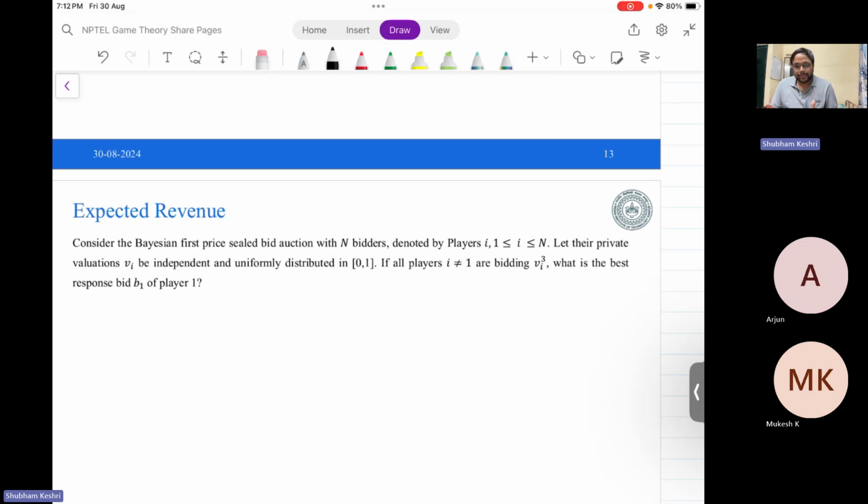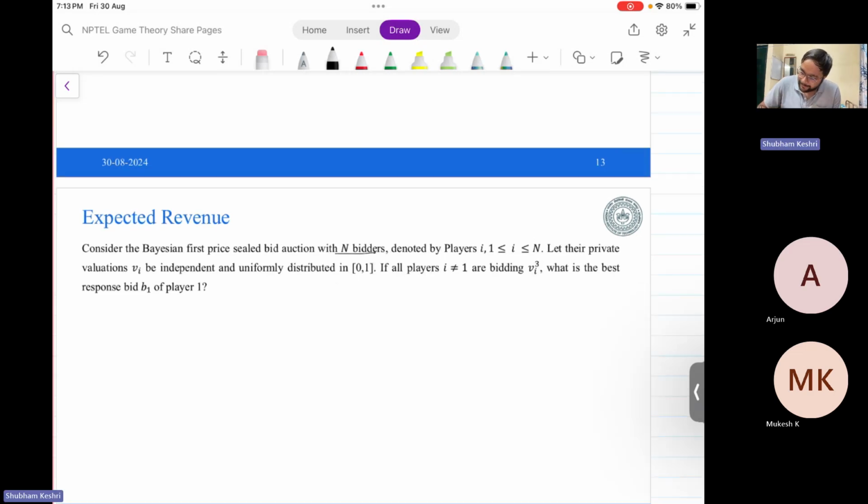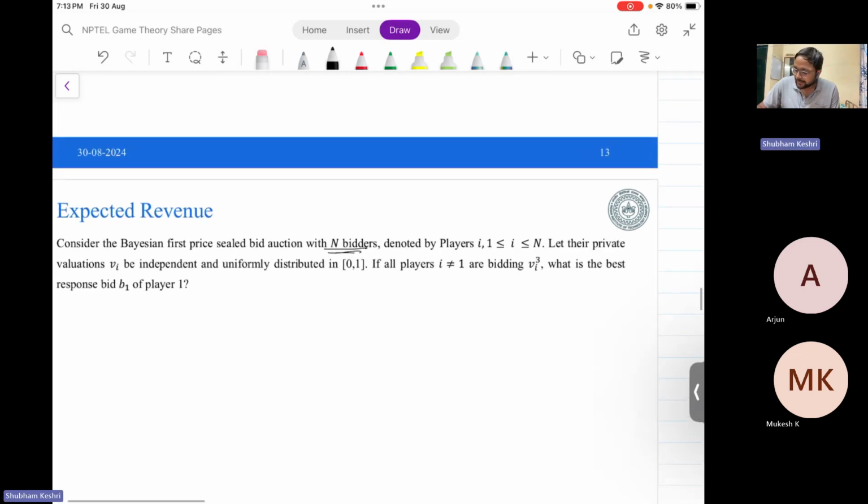This is same as the previous question. You just read, there are slight differences. Over here we have n bidders, n players, and the bid is of the form. Okay, so this is not a question of expected revenue. This is a question of best response. All right. So excuse me for that. Best response. So this is a question on best response.